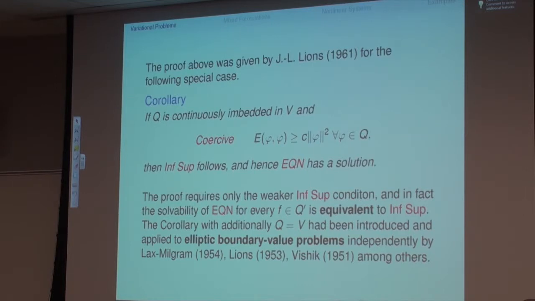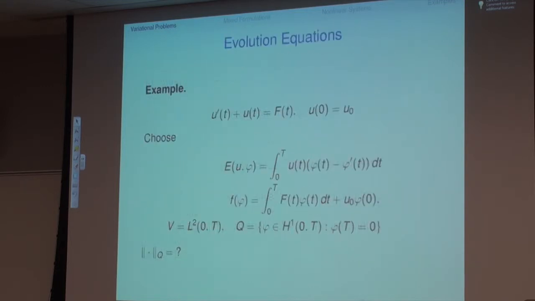The corollary to that, with Q equal to V, had classically been applied in many, many places to solve linear elliptic boundary value problems. This was in the work of Lax-Milgram in '54, Lions himself in '53, 10 years before that, and Mikhail Vishik in '51, thereabouts. So in the early 50s, this result, in the special case I indicated here, which would be a generalization of the Lax-Milgram theorem, was used extensively for elliptic boundary value problems. I cared about it because you can also use it to solve evolution problems, unlike the special Lax-Milgram theorem.